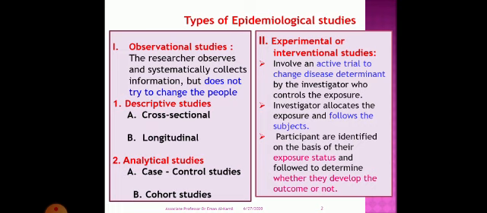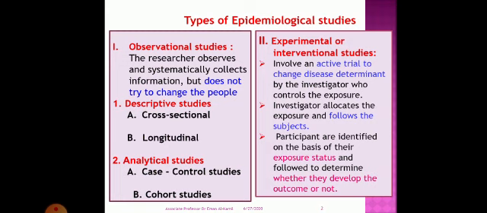While in observational studies, the researcher observes the group and systematically collects information, but there is no trial to change the people. We observe the people as they are without any intervention, and it is divided into descriptive and analytical studies. There are two types of descriptive studies, the cross-sectional study and the longitudinal study. While for the analytical study, there are two types, case control and cohort study.